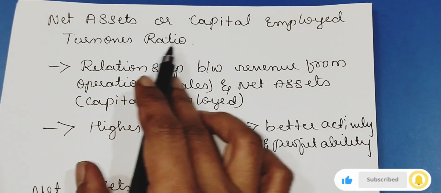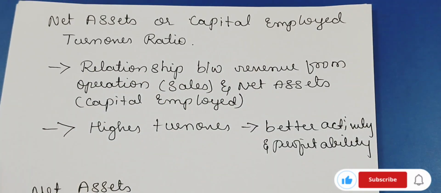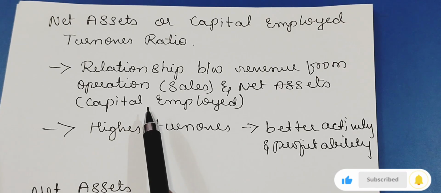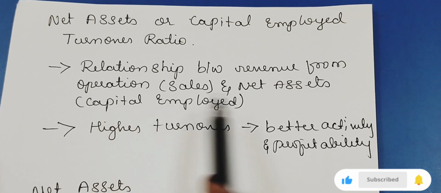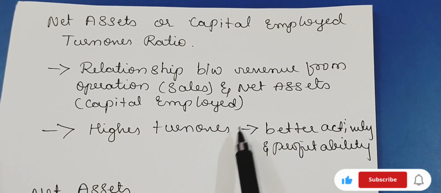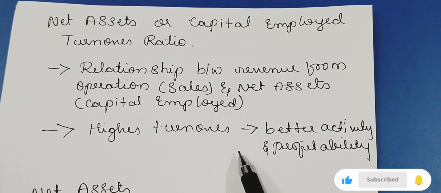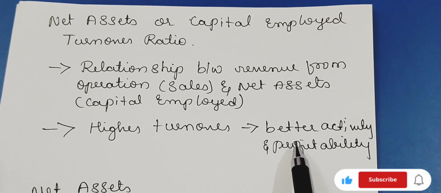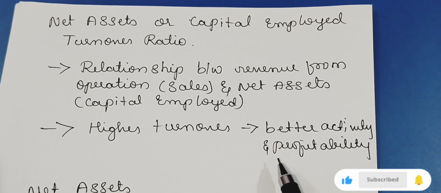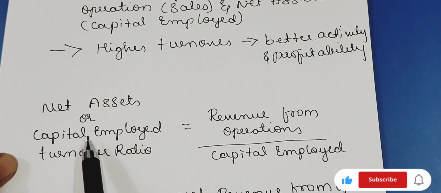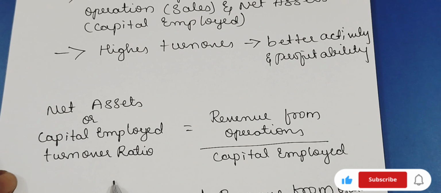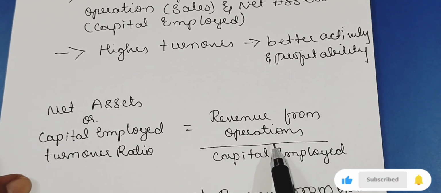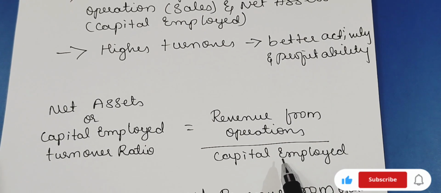Net asset or capital employed turnover ratio. This ratio helps us to understand the relationship between the revenue from operations, that is sales, and the net asset, that is capital employed. Higher the ratio indicates the better activity and profitability. The first ratio here is net asset or capital employed turnover ratio, that is revenue from operations divided by capital employed.